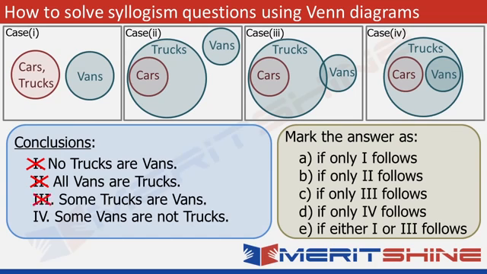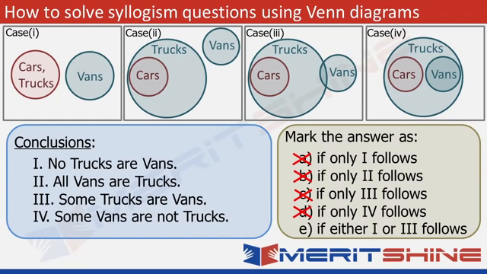Number 4. Some vans are not trucks. Now this is a good one. Case 1 is fine, case 2 is fine, case 3 is also fine. So there are some vans that are not trucks. But if you look at case 4, all the vans are shown to be trucks. So again, this does not follow because of case 4. So let's cancel this as well. So it means that options A, B, C, D cannot be the answer. So the answer has to be option E.